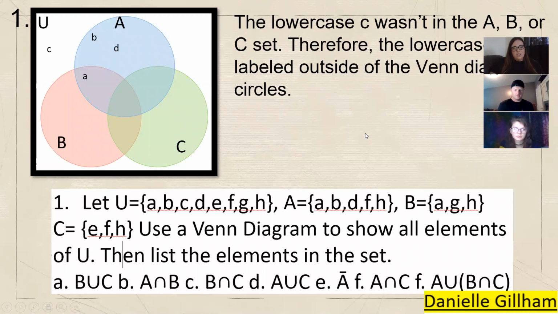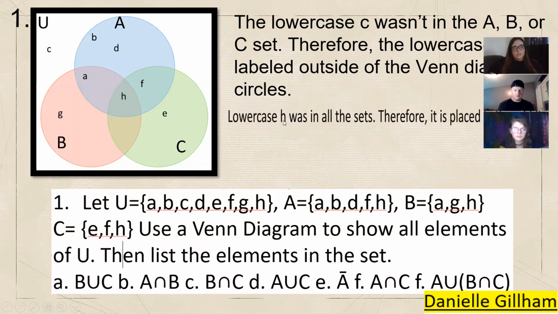Lowercase d is only in A. The lowercase e is in C, but not A or B. F is in capital A and capital C, so it's going to go in between the A and the C. G is only in B. The lowercase h was in all of the sets, capital A, B, and C. Therefore, it is placed right in the middle.